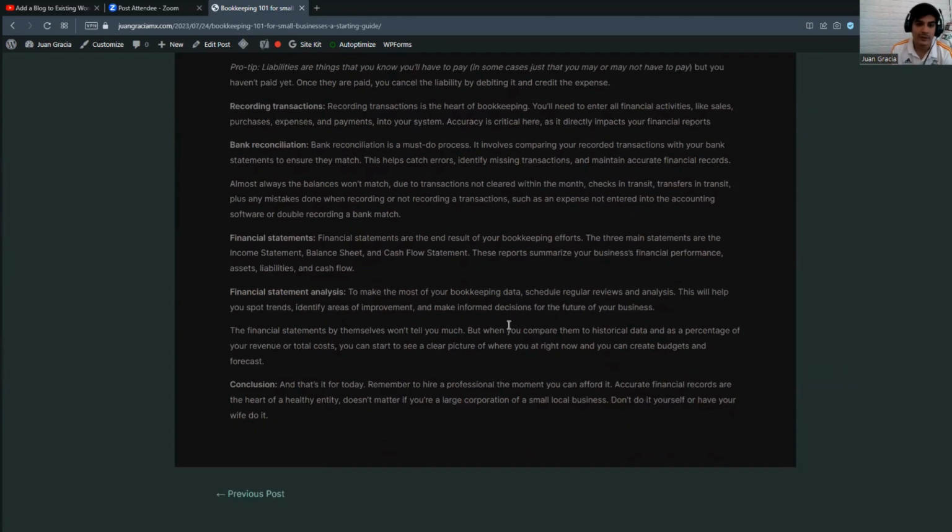So let's take a look at the financial statements, what everybody cares about, right? Financial statements are the end result of your bookkeeping efforts. The three main statements are the income statement, balance sheet, and cash flow statement. This report summarizes your financial performance and assets, liabilities, and cash flow. So let's understand this super quickly.